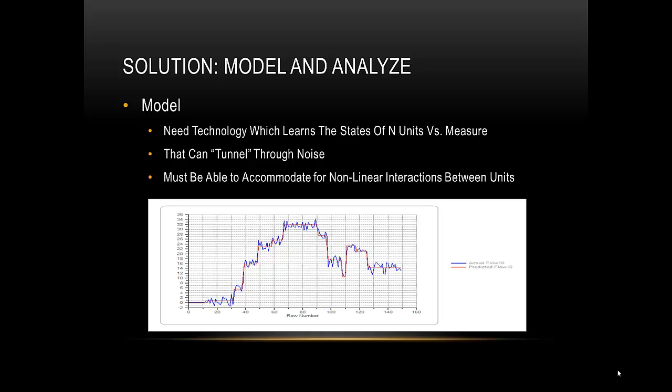First of all, we model the situation using technology which learns the states of n units versus the measure, so that we can tunnel through the noise and take the noise out. So the blue line is the synthetic data, and the red line is the model outputs. Oh, okay, so all of a sudden now we've taken the noise back out of that using superior nonlinear predictive modeling technology that learns the relationships of each unit operating versus the output.